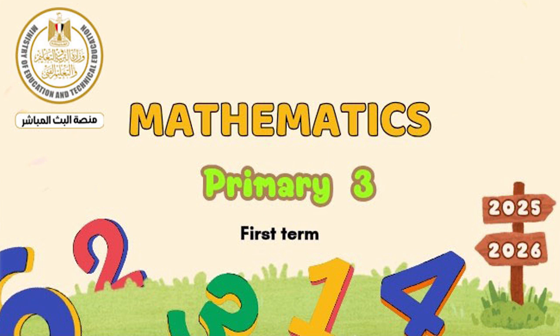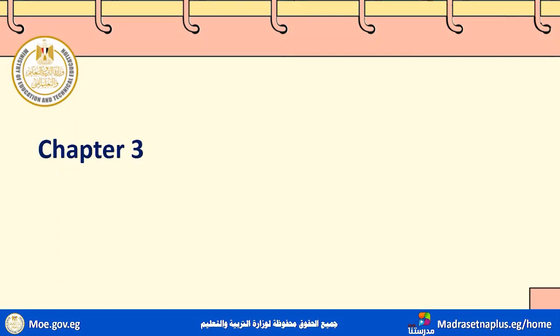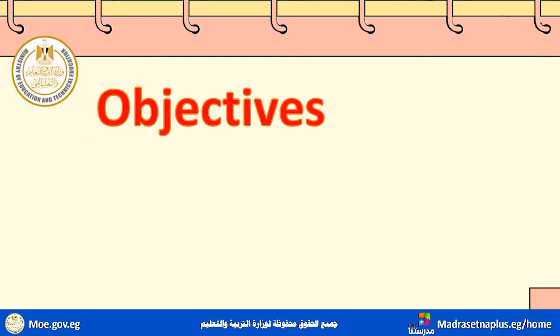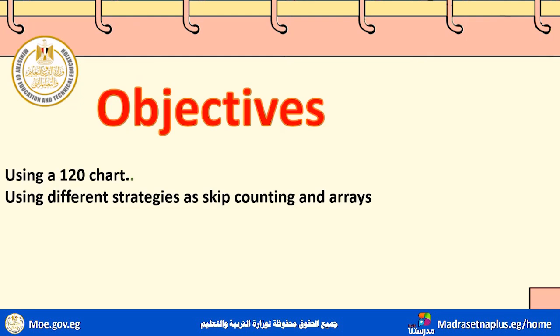Let's go. Today will be chapter 3, lesson 3, multiples of 2 and 3. This is our lesson for this session. Our goals are to use the 120 chart, and to use different ways to find multiples of a number by skip counting or by using an array. Listen carefully to this video.